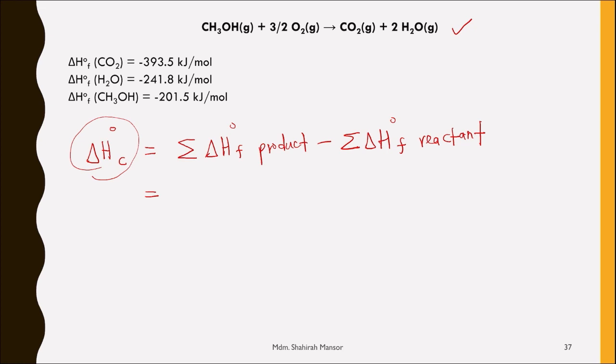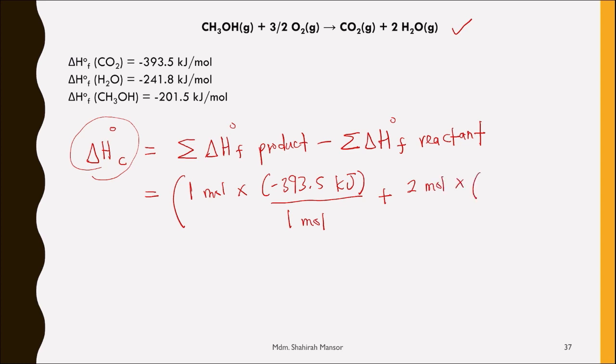Okay, so we have carbon dioxide as the product. Carbon dioxide is 1 mole, so we have 1 mole of carbon dioxide times its standard enthalpy of formation value, which is -393.5 kilojoule over 1 mole, plus the other product, water. For water we have 2 moles, and water in the form of gas has the value of -241.8 kilojoule over 1 mole. Okay, so we are done with the products.